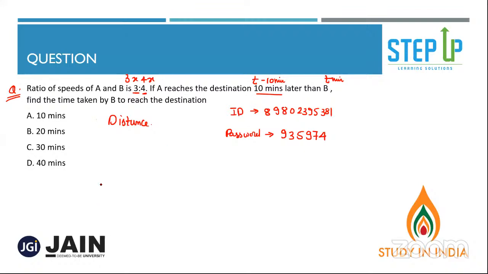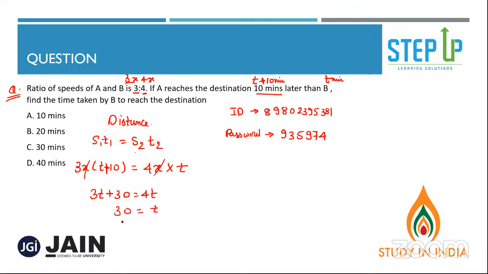So one thing you can do is equate it with S1 T1 is equal to S2 T2. So 3x into (t plus 10) is equal to S2, that is 4x, into T2, that is t. So x and x will get cancelled out. 3t plus 30 is equal to 4t. It should be t plus 10, sorry, because A is later, right? So he will take 10 minutes extra. So t is equal to 30 minutes. All of you got it?